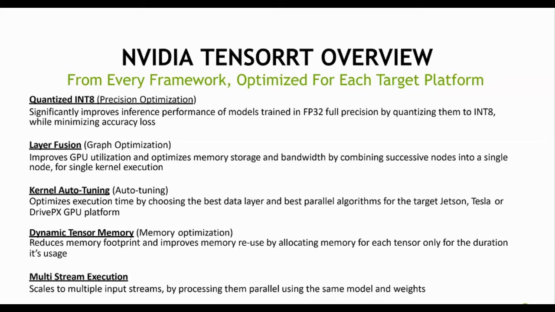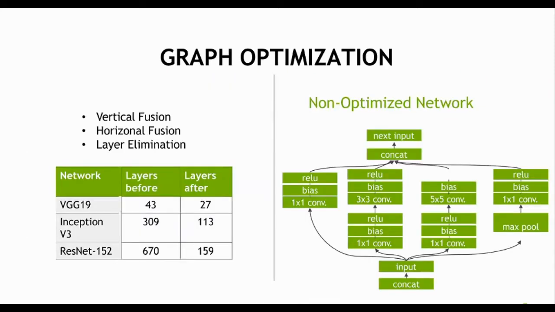So let's look at the graph optimization. And again, the best example here is ResNet 152, wherein there are about 670 operations in total. And after you do the TensorRT optimization, you'll only have 159 layers. So there's a huge reduction in the number of graph operations, which TensorRT essentially does.